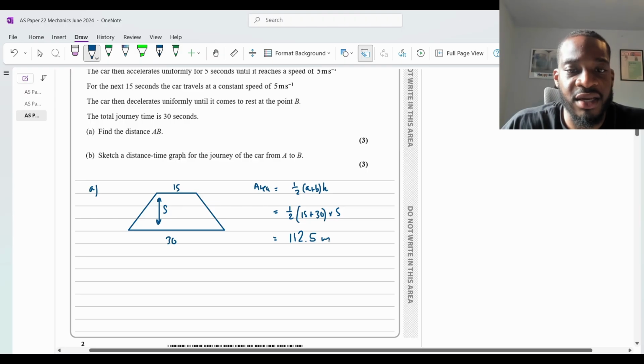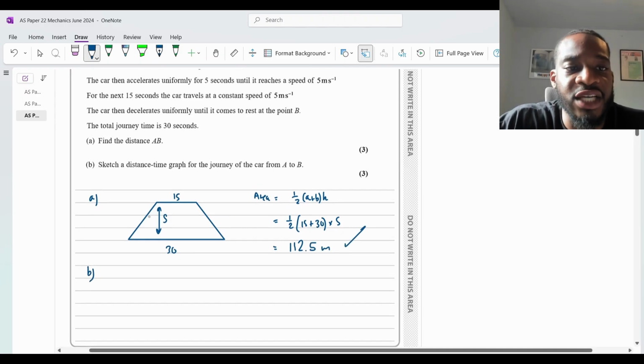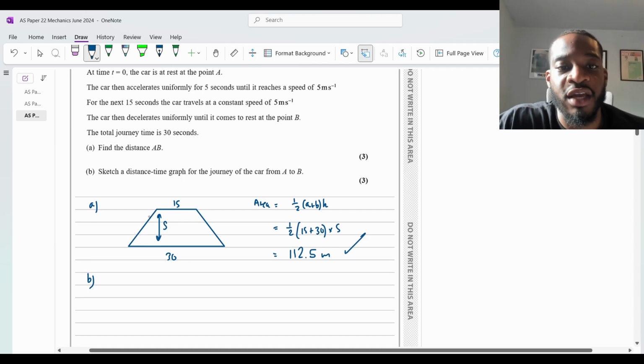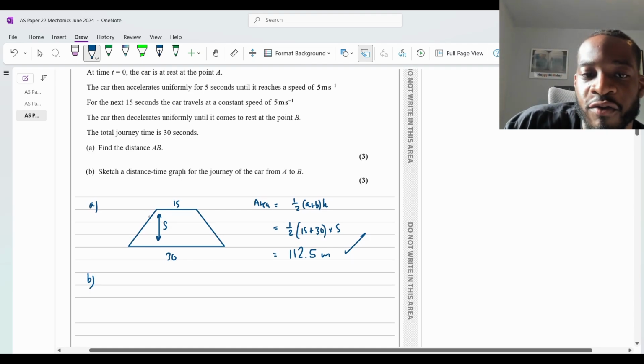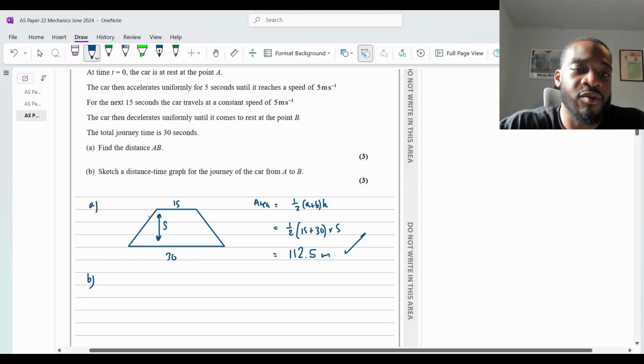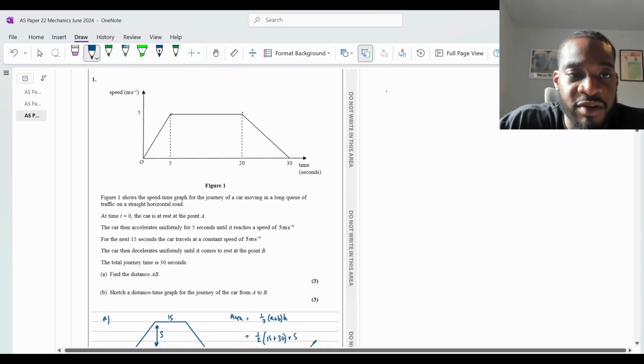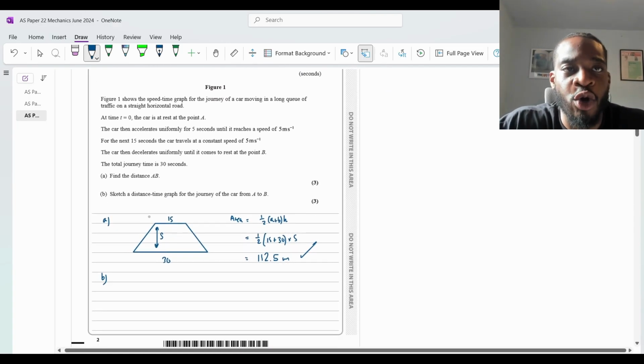112.5, and it's in meters, isn't it? So that is part A. Part B says sketch a distance time graph for the journey for the car from A to B. So a distance time graph, we have the speed time graph, isn't it? So you can just think of it as you going one above.